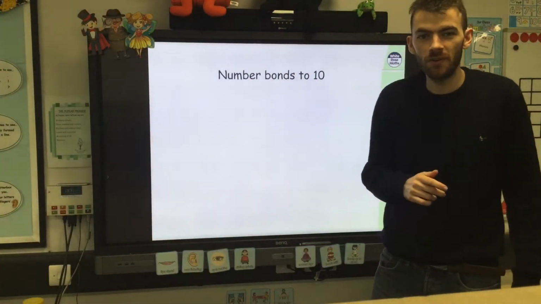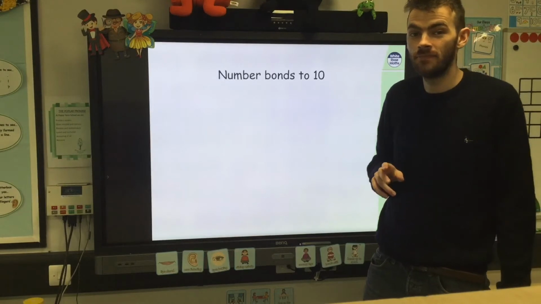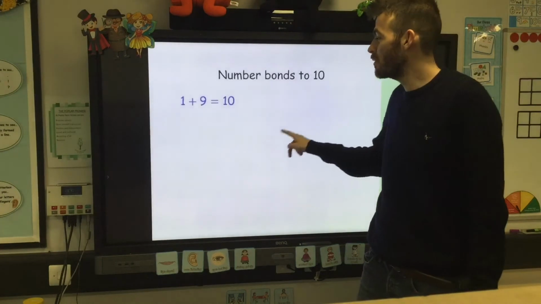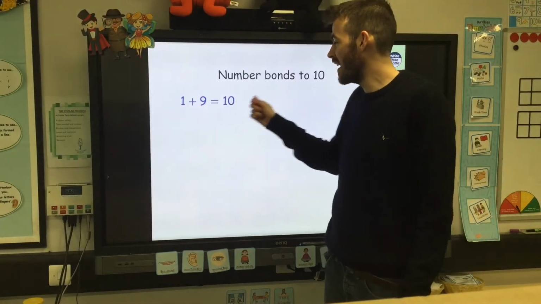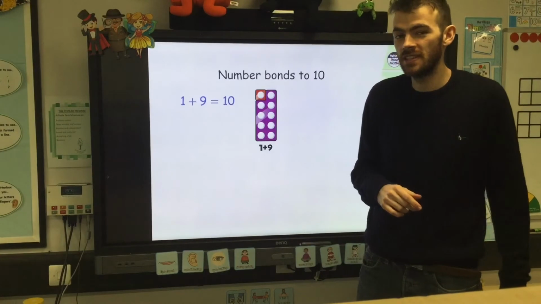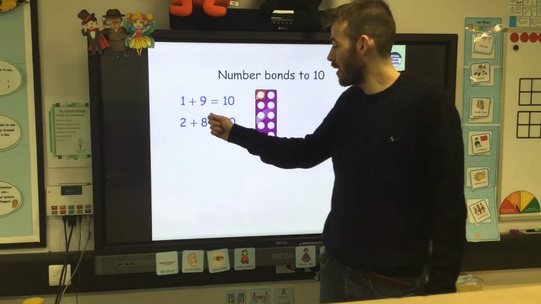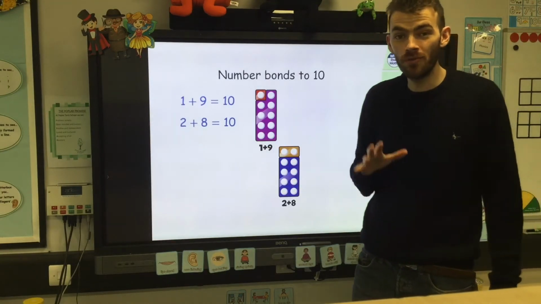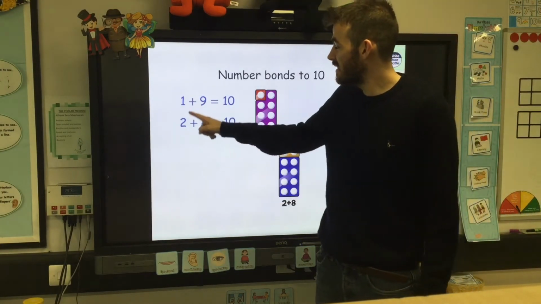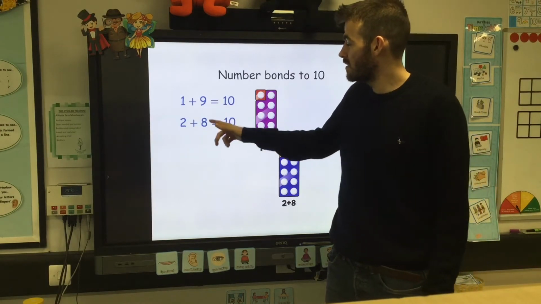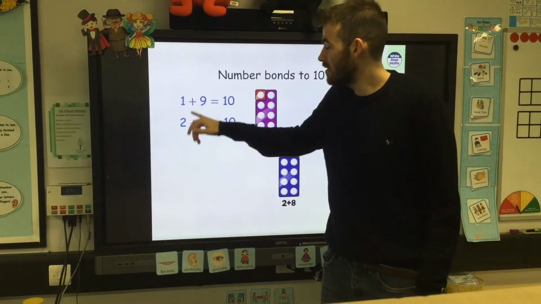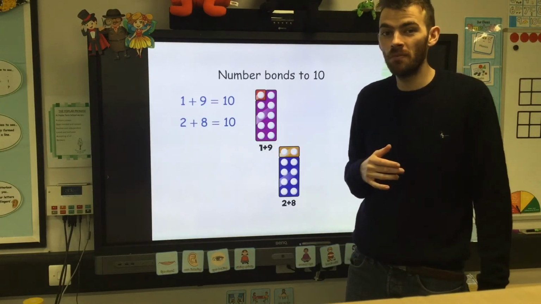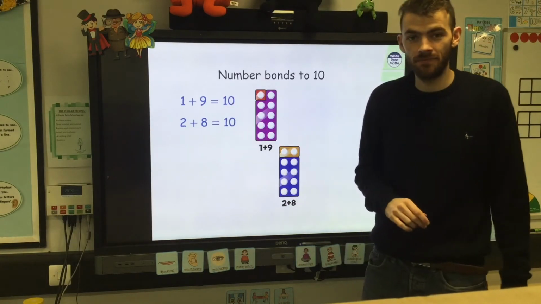Now the first thing we're going to focus on is our number bonds to 10. Hopefully you can remember some of these, but what we're going to try and do is spot a pattern. So I'll give you some of the number bonds to 10. We have 1 add 9 equals 10, and we can see that represented here with Numicon. And also 2 add 8 equals 10, and that's represented here. They are both number bonds to 10, and we can see that as this number moves up by 1, this number moves down by 1, and hopefully you can start to see a pattern. Pause the video and see if you can think of all the other number bonds to 10 following this pattern.